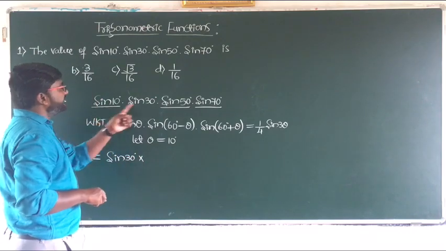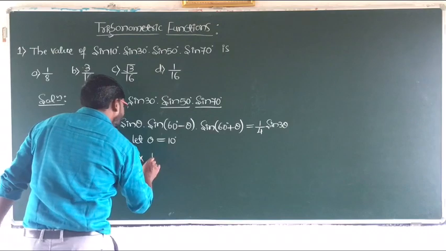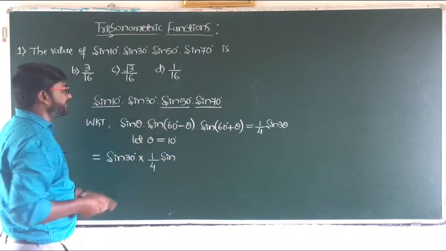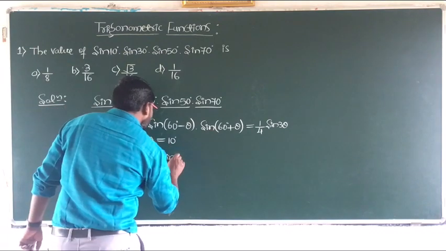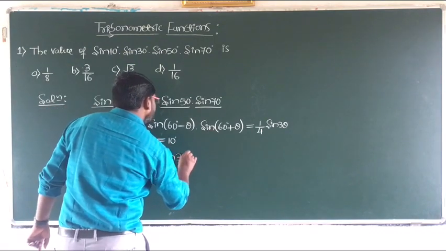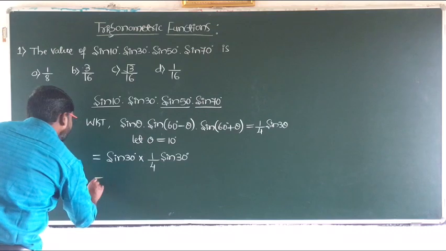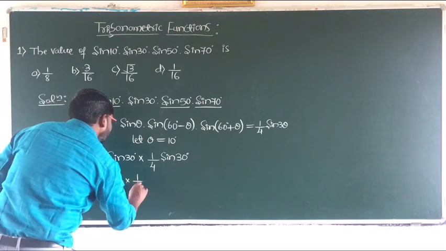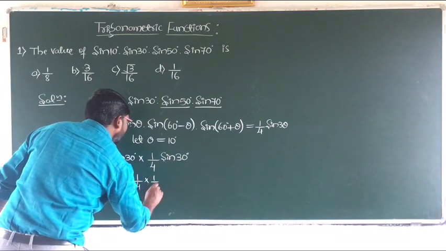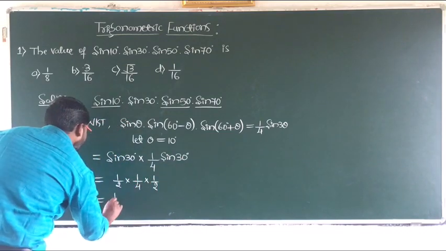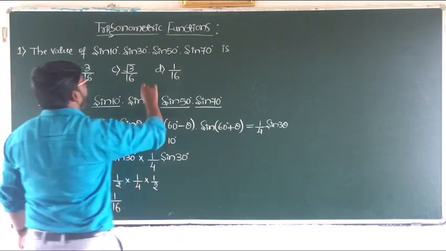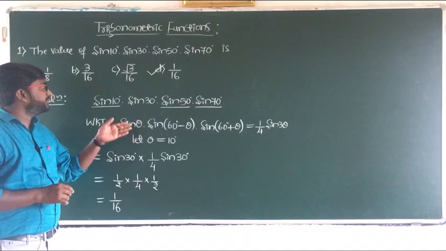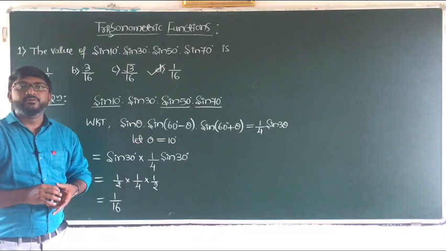these three can be written as 1 by 4 sine 3 theta, 3 into 10 will be 30 degrees. Now sine 30 is 1 by 2, then 1 by 4 write as it is, then sine 30 is again 1 by 2. So this will give us 1 by 16, hence the answer is option D. So this is how you need to solve. Pause the video to note it down.